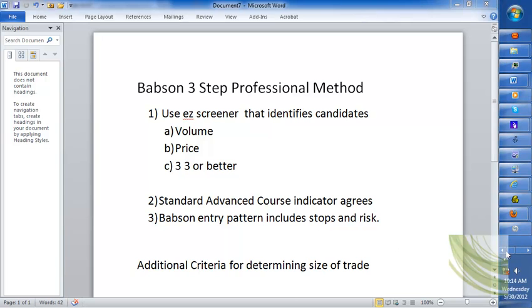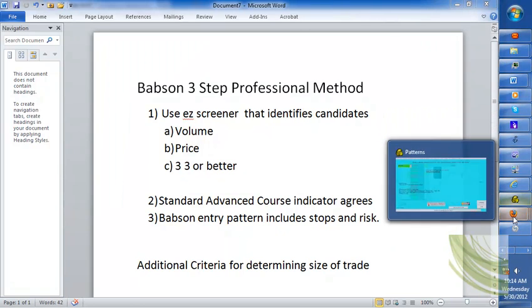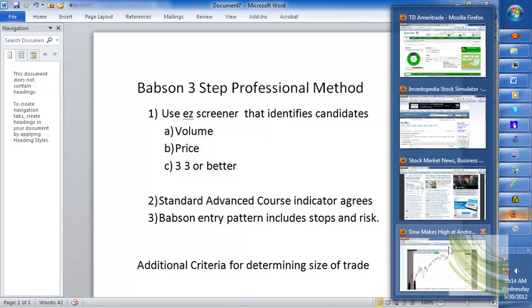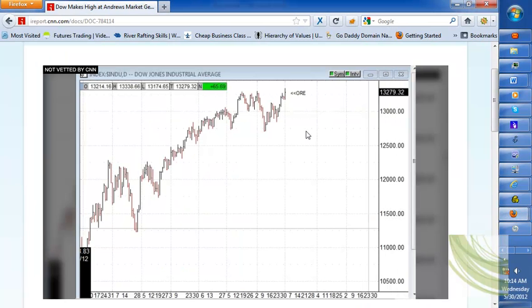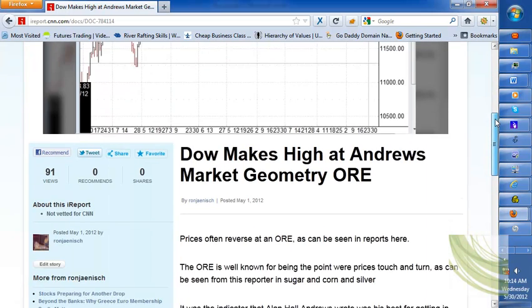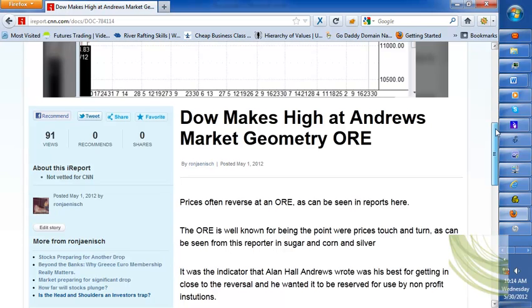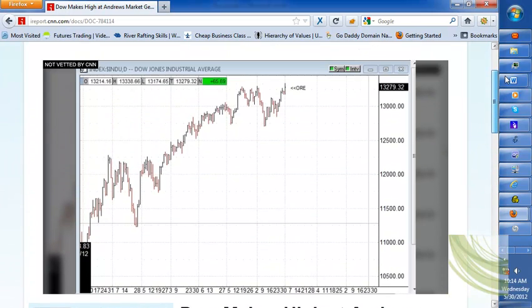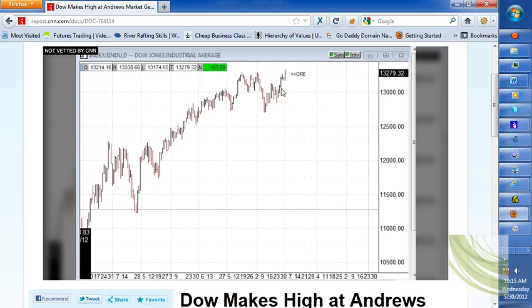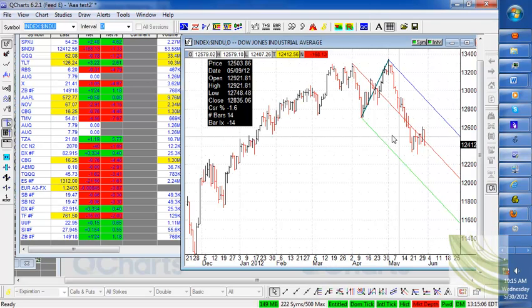Now, first of all, what is this not? This is not something that's going to get you in way at the high of the move. This was something I posted on CNN back on the 1st of May. And as you can see, this was the high in the Dow at the time. And let's take a look at a recent chart in the Dow. It's still the high in the Dow.